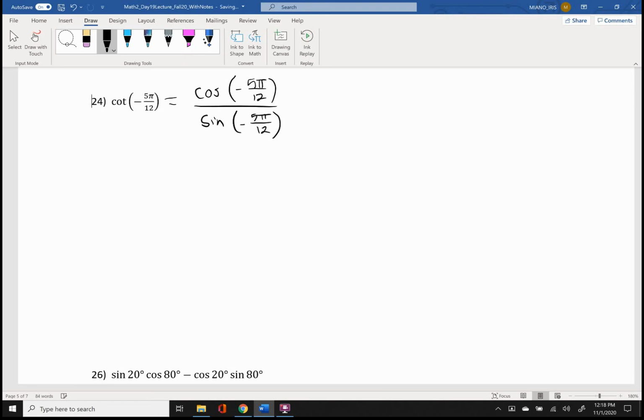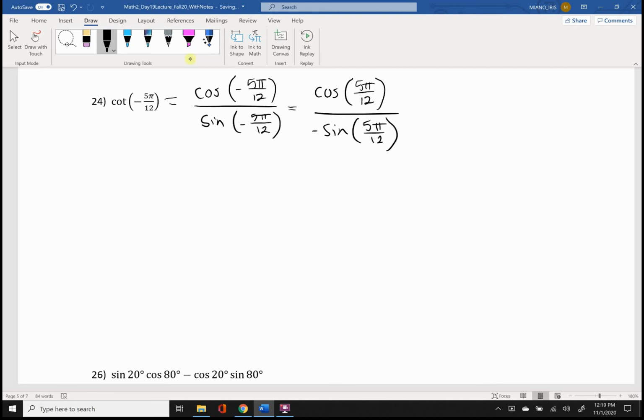Okay, cool, cool, cool. Let's use the evenness of the cosine and the oddness of the sine to pull out that negative sign. So that means that the cosine will not have a negative sign in front of its argument anymore. And then the negative sign in the argument will be pulled out in front of the sine because of the odd nature of the sine function.